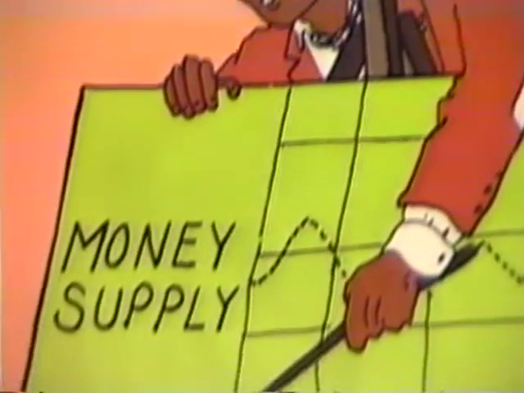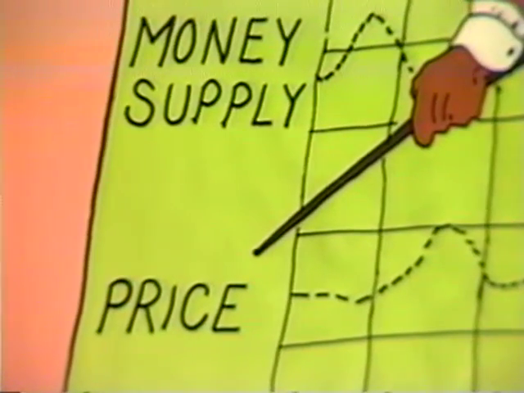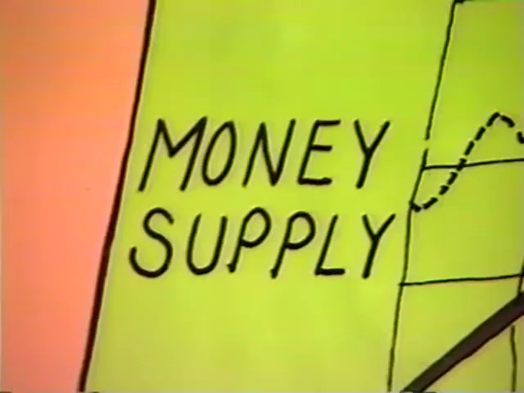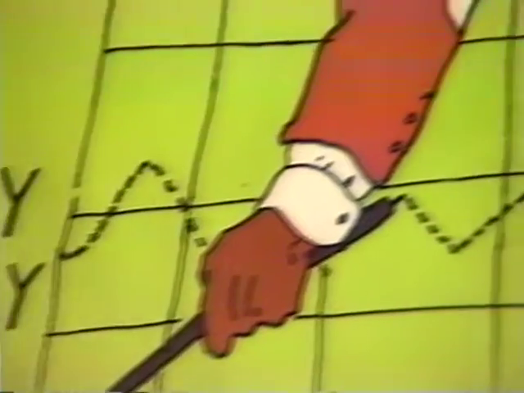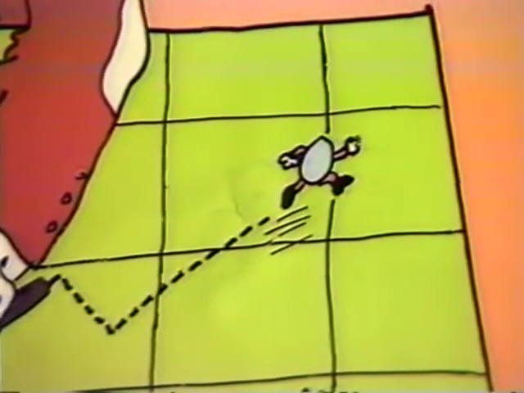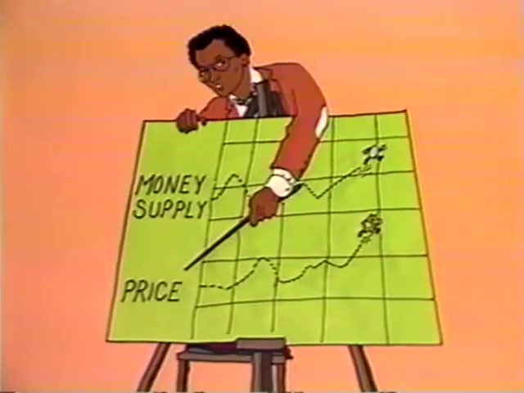History shows conclusively the relationship between the quantity of money and price. Whenever the quantity of money has increased or decreased in relation to production, we find that in a relatively short time, a few years, price levels change in the same direction.